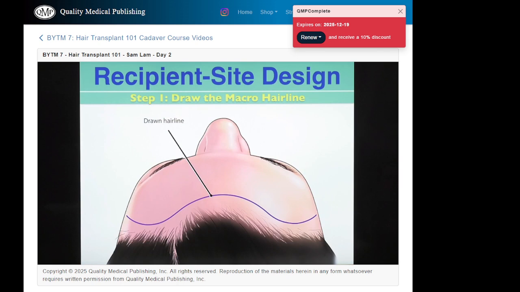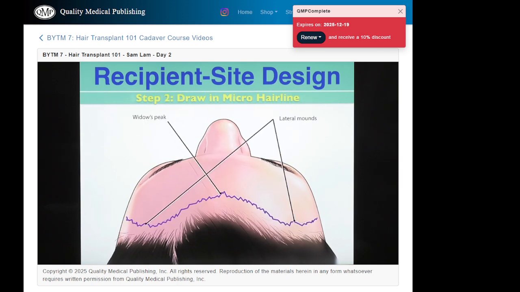So how do we break down recipient site? You asked about this. These gorgeous illustrations from Mason from the book. And so you see, I first draw the line. I come back and I draw the micro hairline.